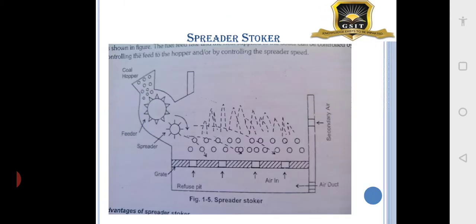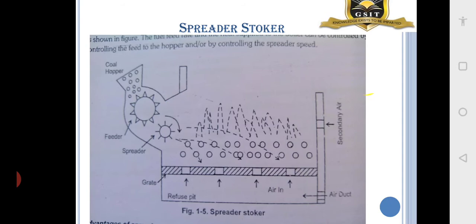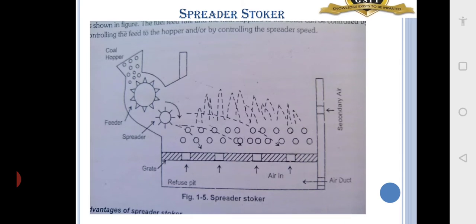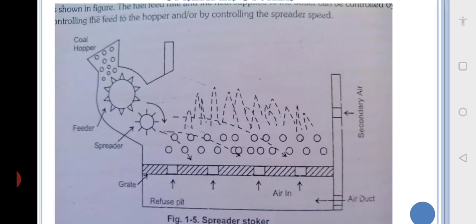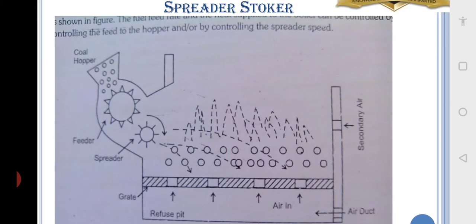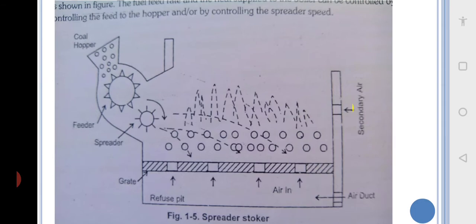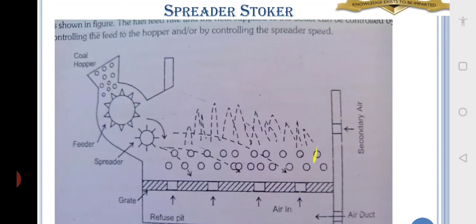The spreader stoker, I think we have seen the spreader stoker picture again. You can see here there is a coal hopper to the left, and there is a feeder as well as a spreader. As I was telling, we have seen the picture of the travelling grate spreader stoker. So this is not travelling, this is just a spreader stoker here.